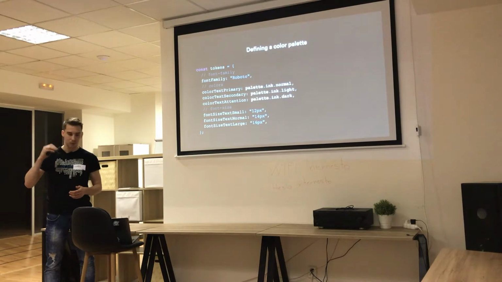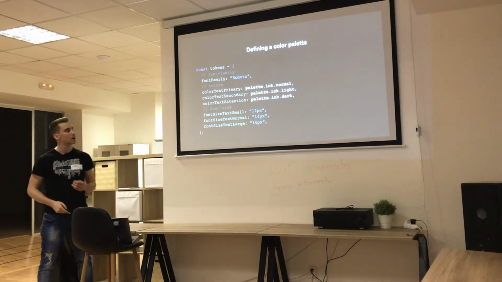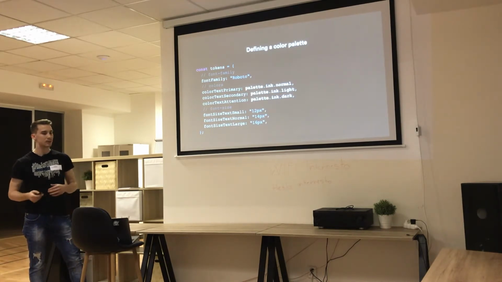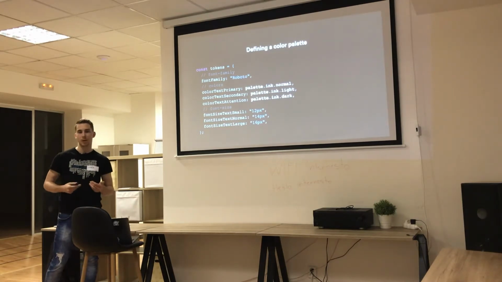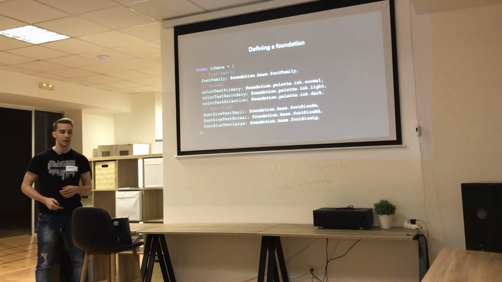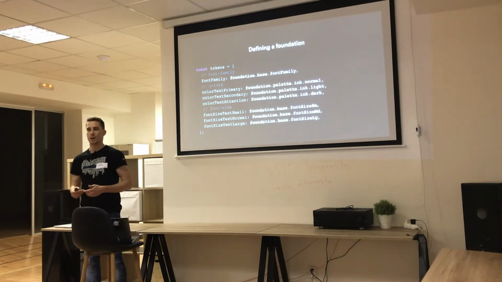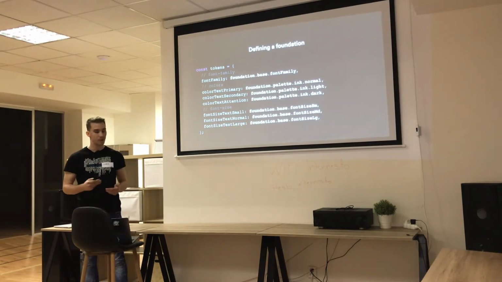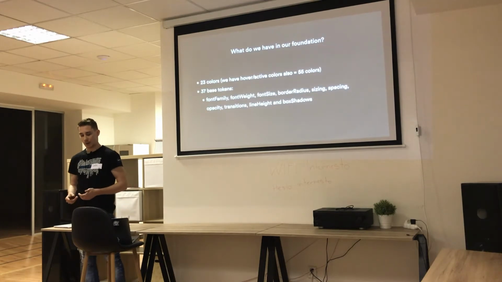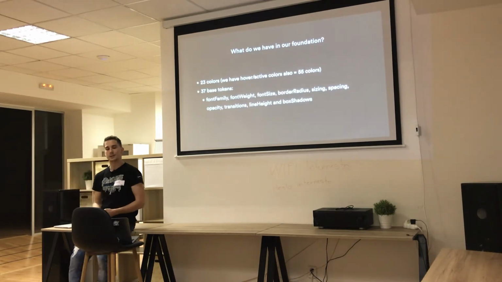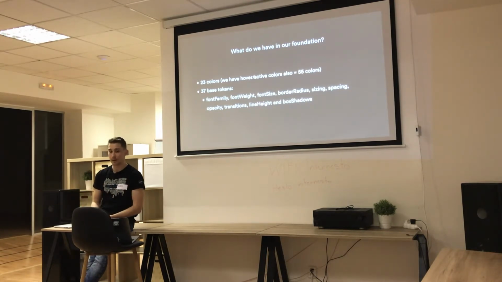But then we go deeper and deeper and realize that some values for font sizes or spacings are repeating too. So we can adjust this palette to contain some other values. So we created a foundation. Foundation is the default object which contains colors and also the base values for different categories. Currently, we have 23 unique colors and 37 base values. And the categories, as I said, and I will repeat it, are font family, font weight, font size, border radius, etc. Okay, so that's definitions and foundations.